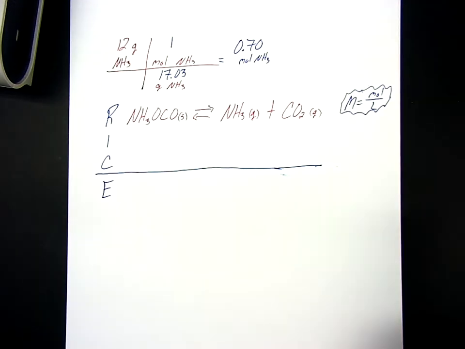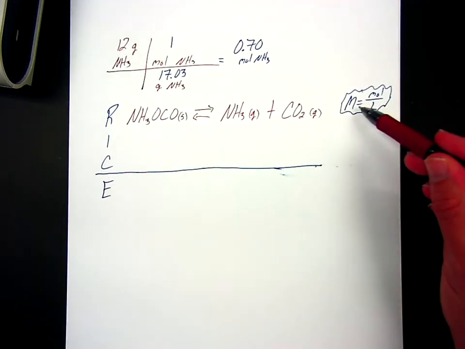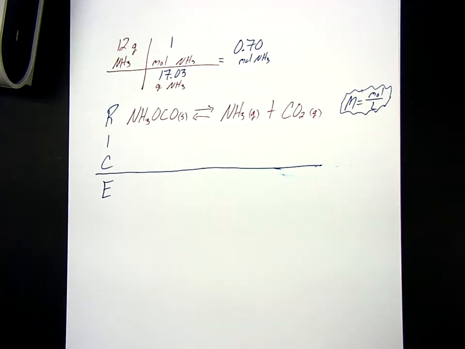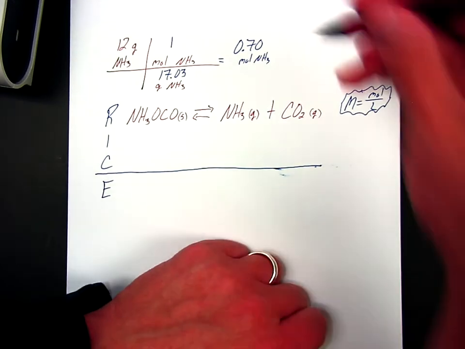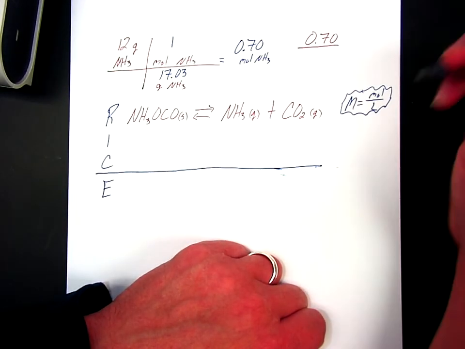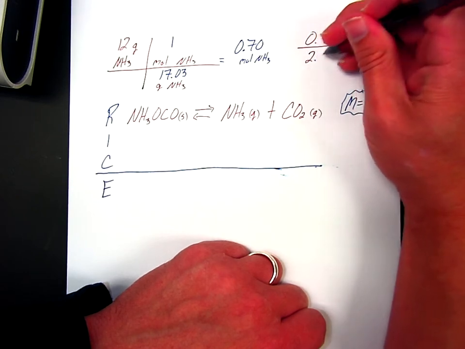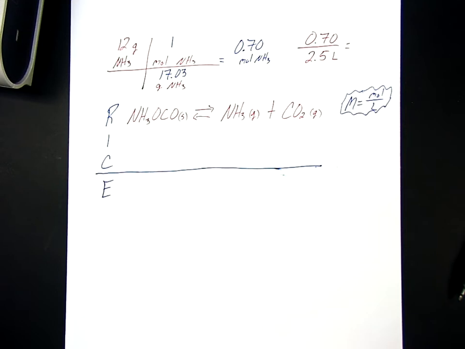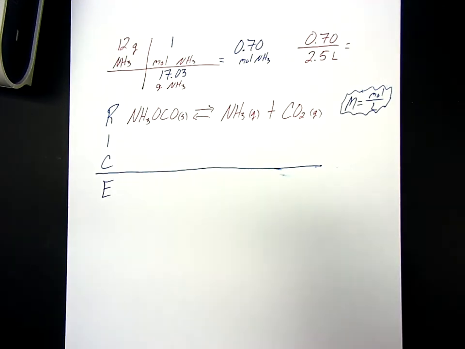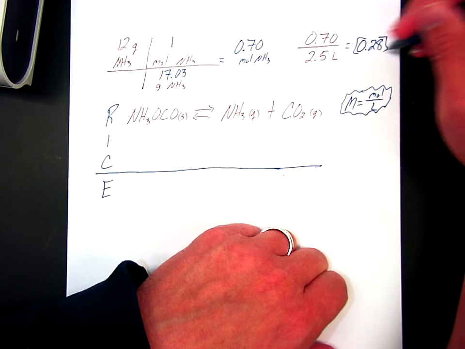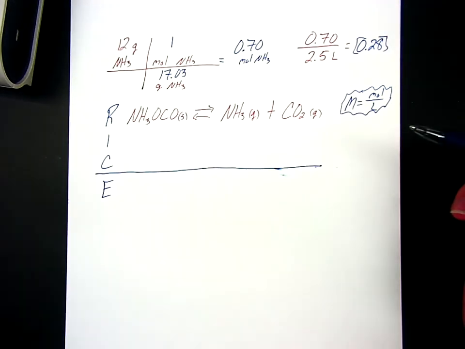All right. Now again, I want to use this equation to go moles over liters. And if you go back to the problem, it tells you a 2.5 liter bottle is where this reaction is going to happen. So I can follow my equation and say, okay, well, 0.07 moles divided by the given 2.5 liters is going to give me a concentration of 0.28. So there's my starting concentration.